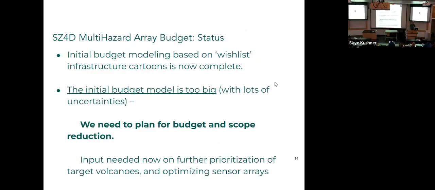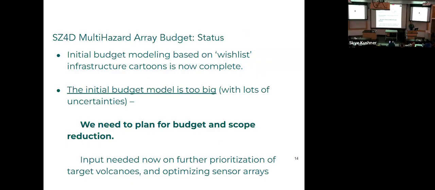So I mentioned that we have to do some prioritization. We came up with a wish list, maybe a little bit too extreme, but we came up with an initial plan for this. And as you might expect, the initial plan costs more than the budget cap. So we have to go and reduce down to get to the budget cap and do that in a way that sustains the most important scientific objectives for all 3 components of SC4D.